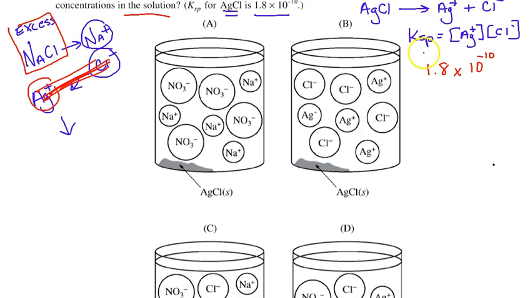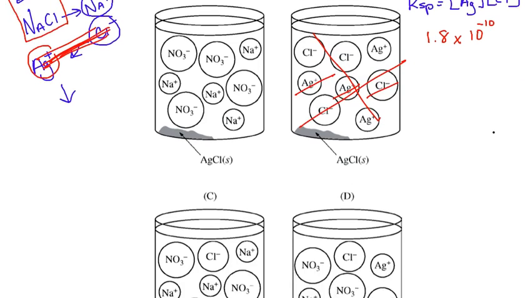There's no way that can exist like that. Q is going to be so tiny, it would have to be smaller than K to have some of these ions present. So you're not going to see any of this present. That means this doesn't make any sense.